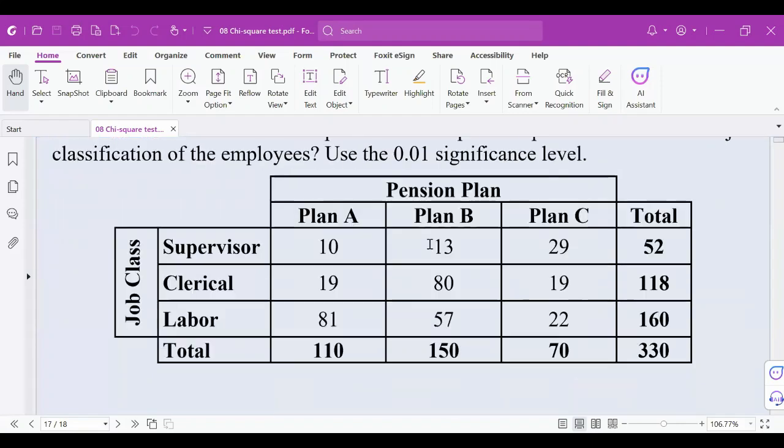So I'm explaining it. How many rows do you have? 3. And how many columns? 3. So what is our research question? Is there a significant relationship between job class and pension plan? Or is there a significant association between job class and pension plan? Or does one job class determine its pension plan? That's a research question.